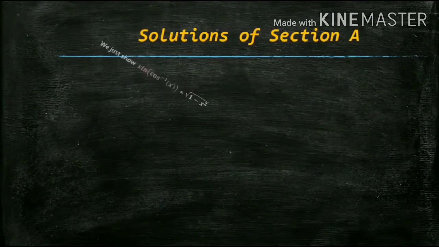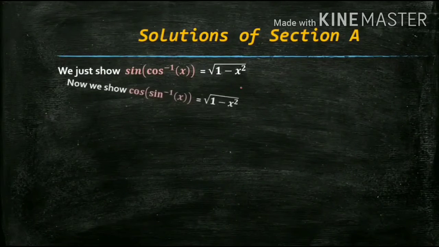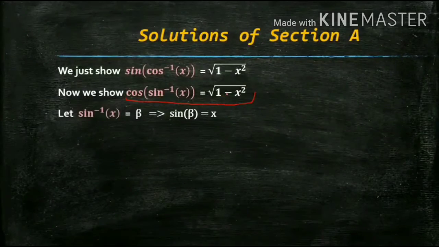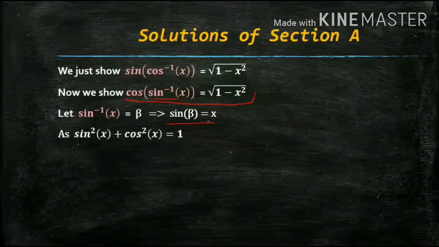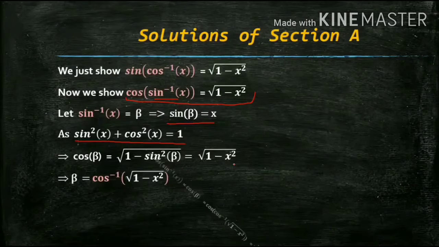Now let's move ahead. So we just showed that sine of cos inverse x is square root 1 minus x square. And we want to again show that cos of sine inverse x is also equal to this term. How to proceed? Again doing the same steps. Now what do I take? I take sine inverse x as beta. So then sine of beta would be x. I have to find cos. So again using the same identity, sine square plus cos square is 1. That means cos beta is nothing but square root 1 minus sine square beta, which is square root 1 minus x square. So beta would be cos inverse square root 1 minus x square.